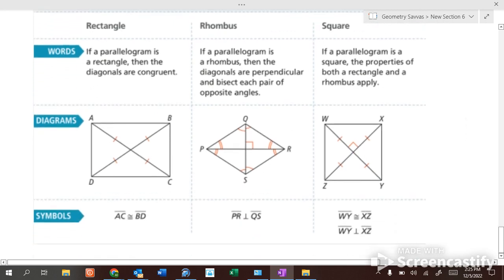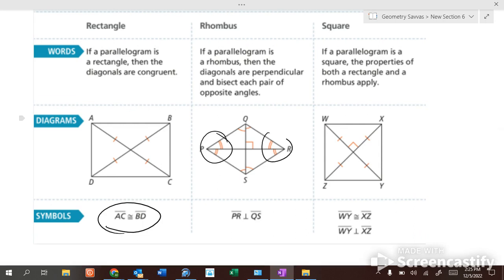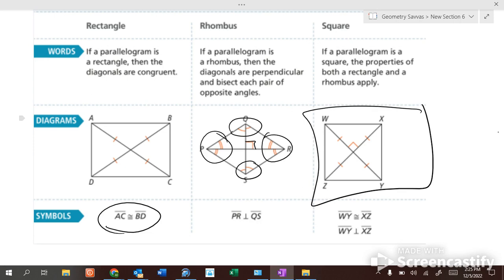So a rectangle has its diagonals congruent. A rhombus, the diagonals bisect opposite angles, and the diagonals are perpendicular. And a square, both of those. Okay? Diagonals are perpendicular, diagonals bisect opposite angles, and the diagonals are congruent to each other.